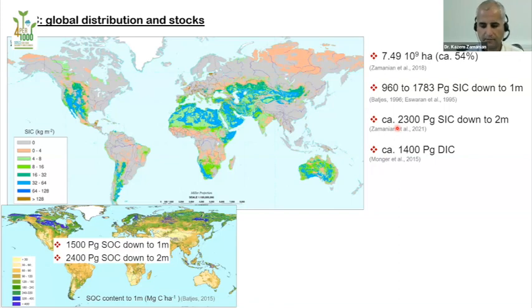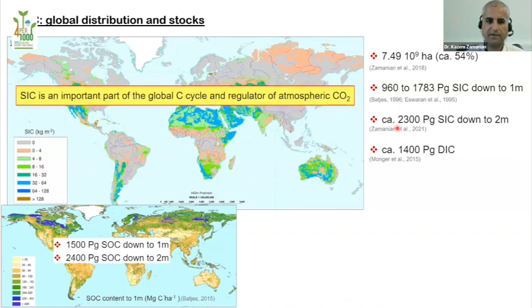And as with any other large carbon pool, any changes in this carbon pool should have considerable effects on the global carbon cycle in general, and also global effects on atmospheric CO2 and the concentration of CO2 in the atmosphere.